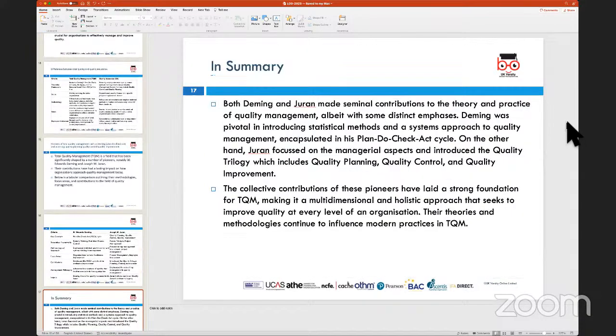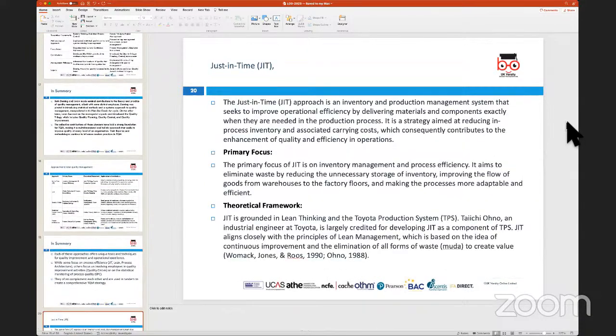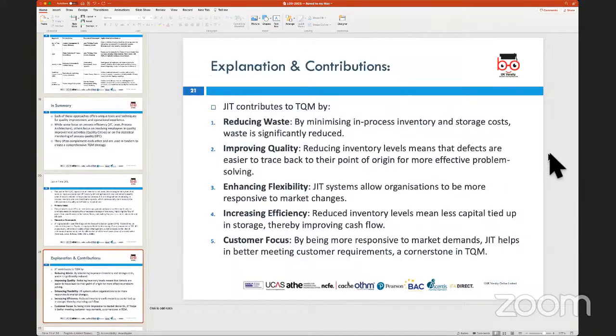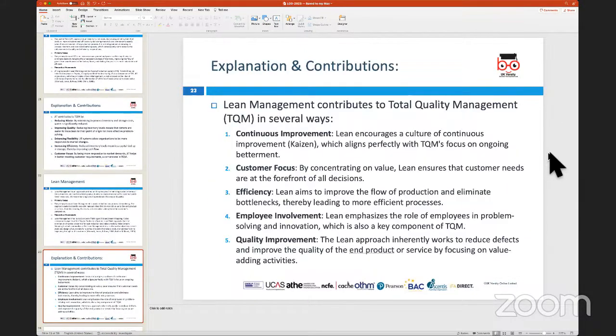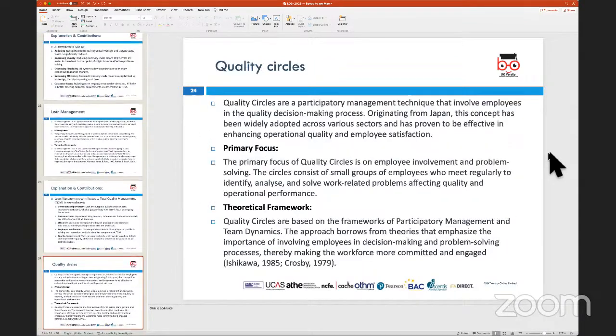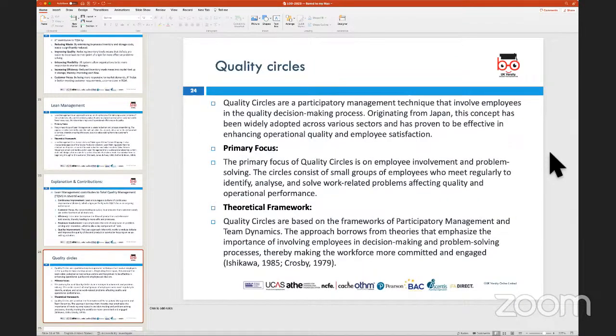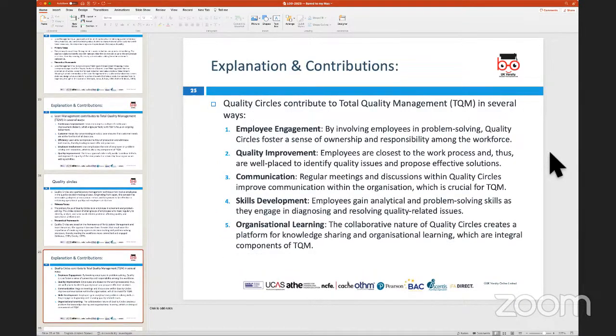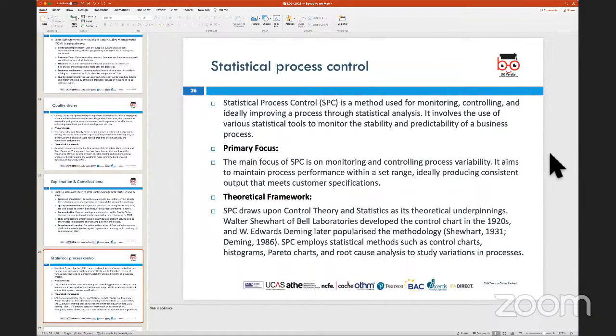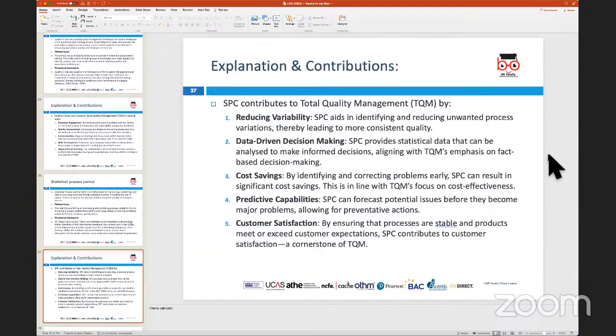Now, one of the things that we are going to start off with today is primarily understanding what product quality is and what process is required to improve product quality. And that is where we will be focusing on things like process architecture, quality circles, and statistical process controls.